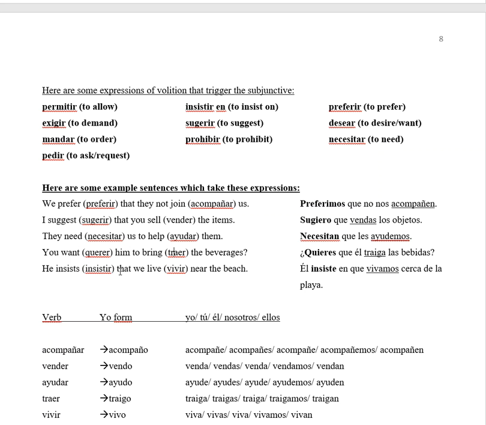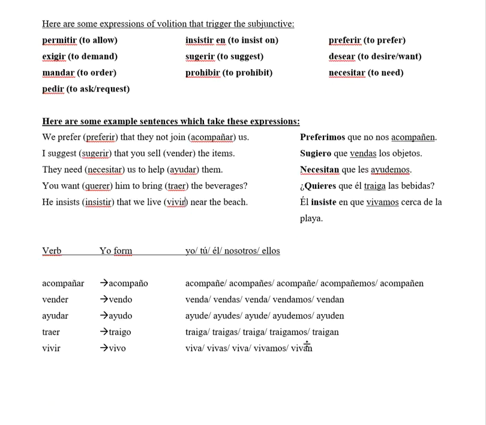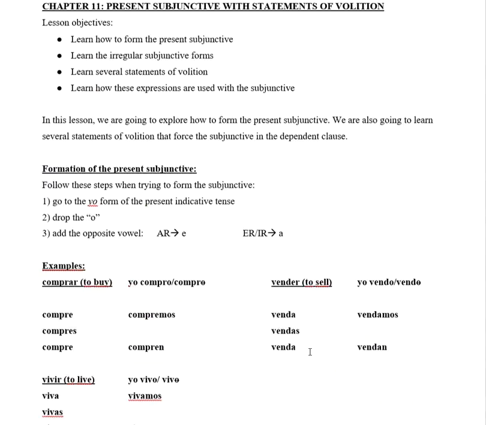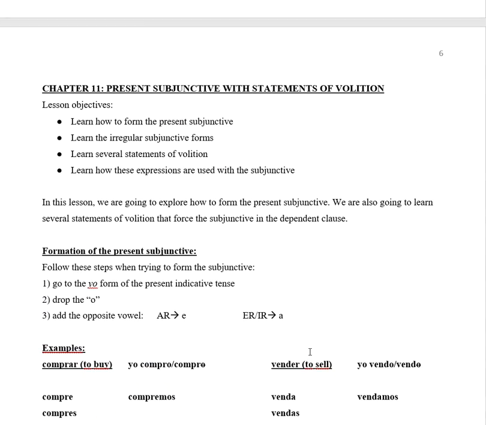And he insists that we live near the beach. Él insiste en que vivamos cerca de la playa. Conjugate the subjunctive here. All right, and that is it for the present subjunctive with statements of volition.